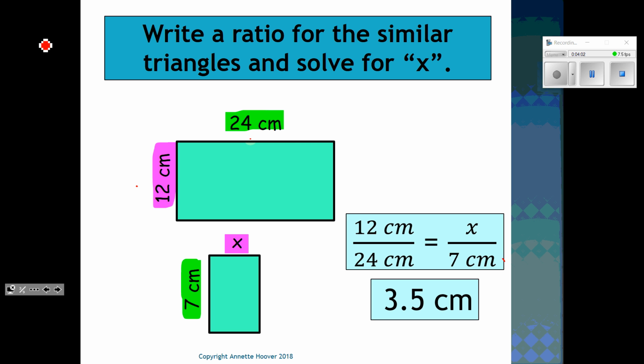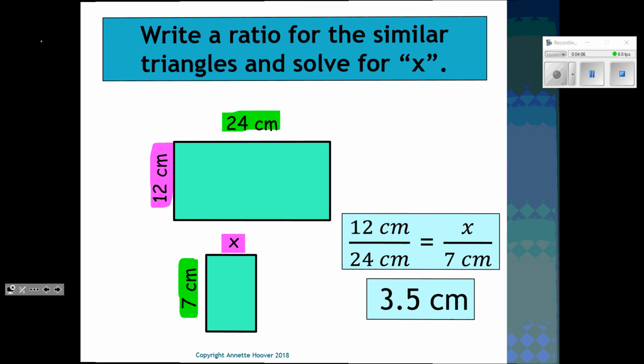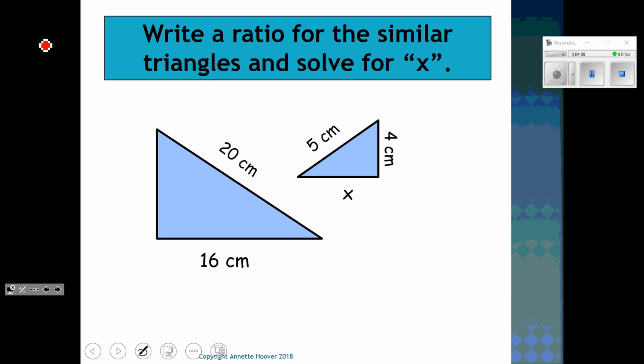So be careful when looking at them. You have to see whether the shapes have been flipped or rotated or reflected. Here's an example where the triangles have been reflected. So when you look at the sides, here you see the right angle on the large triangle.